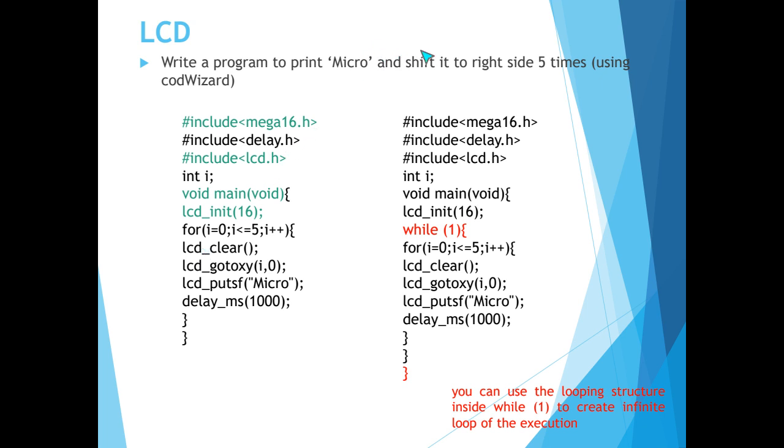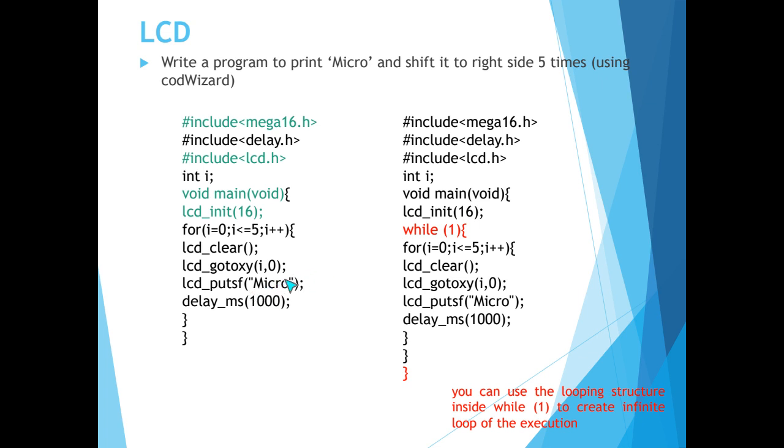Shifting the micro to the left side means that it is moving in the columns of the LCD. I'll show you when I simulate it in Proteus. The 0 is related to the first row of our LCD, which includes only 2 rows. And for the rest of the code, lcd_putsf goes inside the parentheses and double quotation.